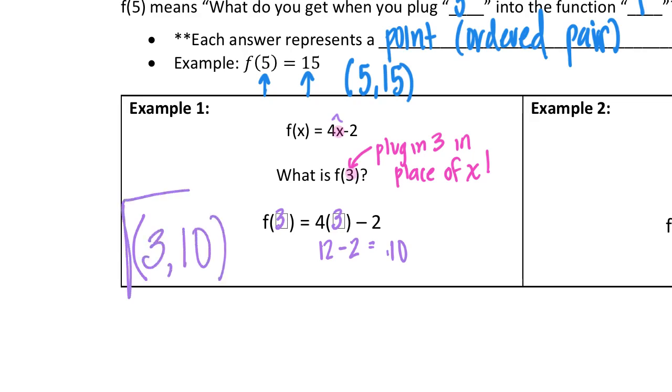would be 10. Now, maybe you're thinking, well, that represents a line. 4x minus 2 is a line. If you're that advanced in your thinking, then that's awesome. You would know that the point (3, 10) was on that line.